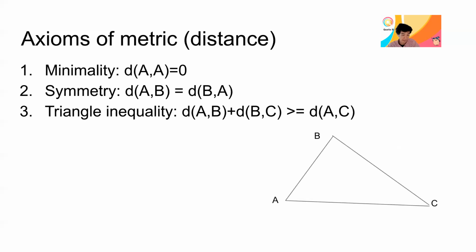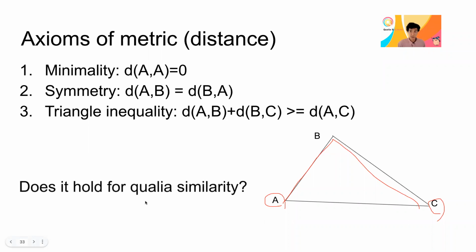So this is a bit difficult to imagine, so I'll just explain. In a sense, when there are points A to C, it always takes more time or more distance or effort to go through some other point. That's the triangle inequality. It makes sense, right? But does this actually make sense for Qualia? The Qualia similarity? You need to think about it.